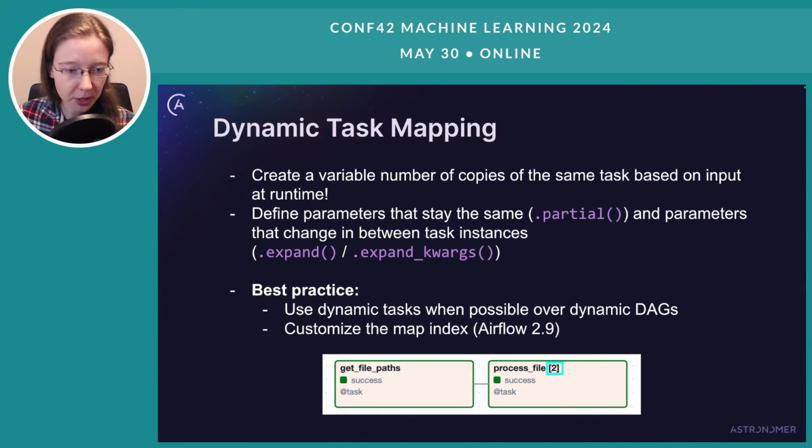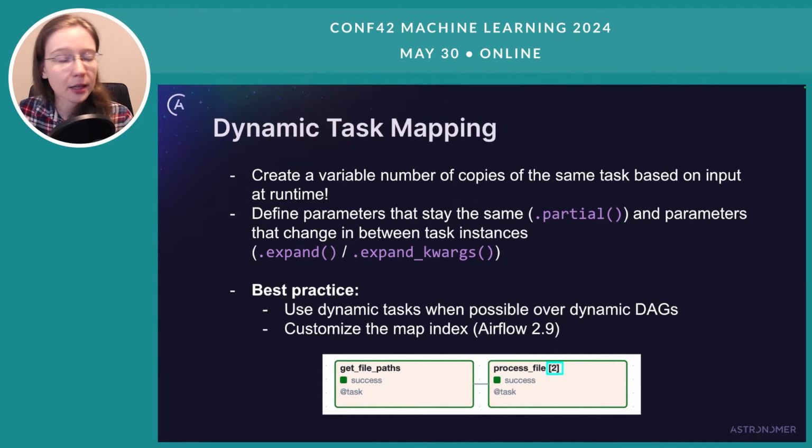At the bottom of the slide, you can see a very simple DAG that has two tasks. We have one task that's called get file paths. So we are getting a number of different file paths. And then the downstream task is processing files. And I want to have one task for each of the file paths that I'm getting. But I don't know how many file paths I will get every day.